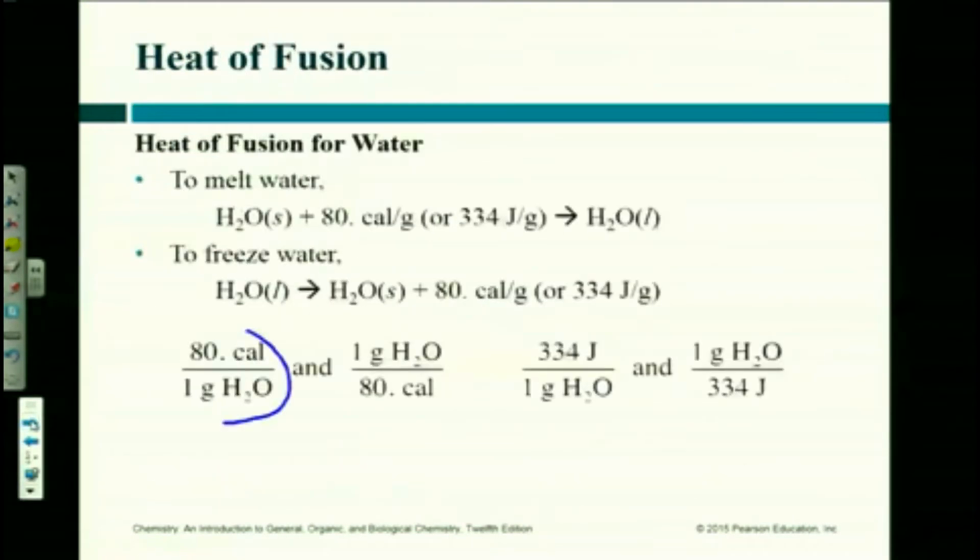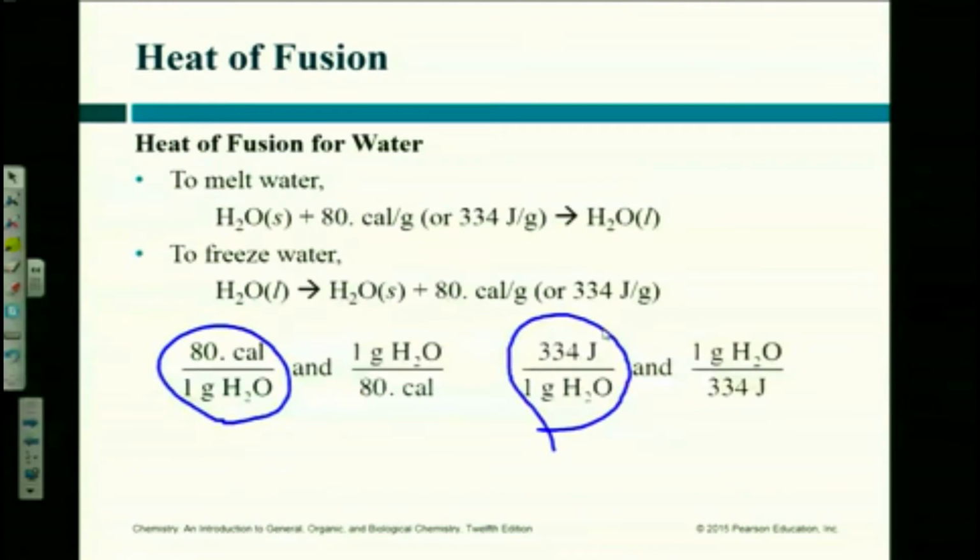It's 80 calories per gram or 334 joules per gram. These two numbers are the same, they've just been converted, right? 4.184. So this is in your book, a handy number to know. You don't have to memorize it, just know where to find it in your book, right?